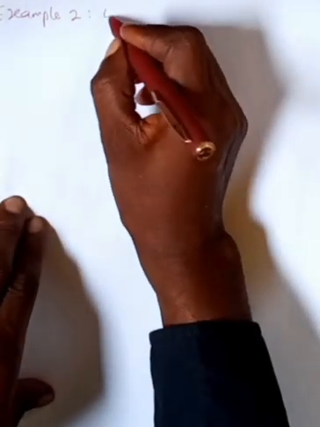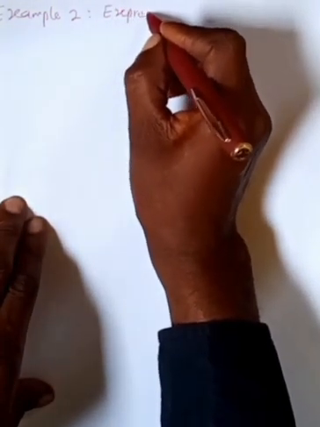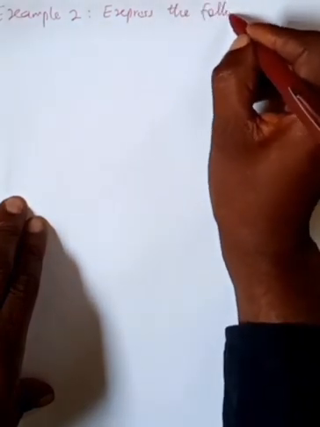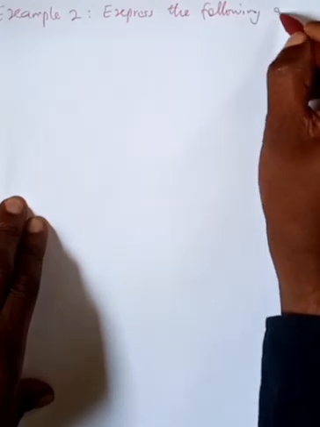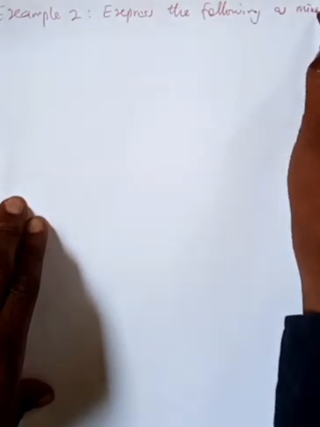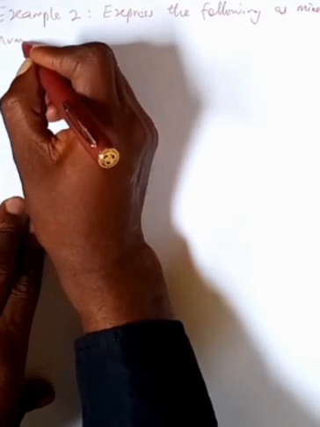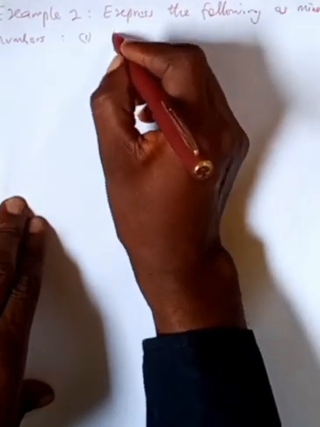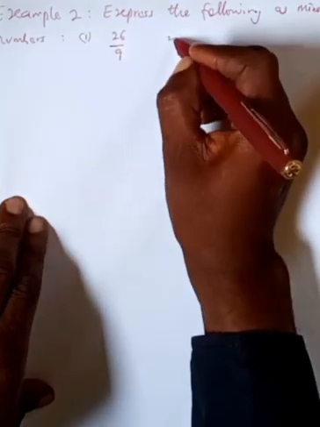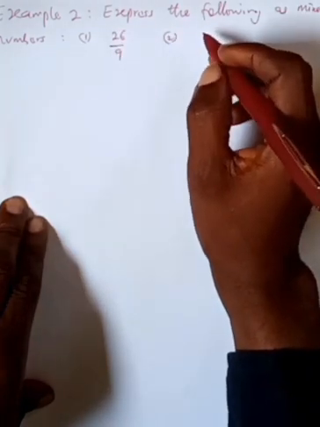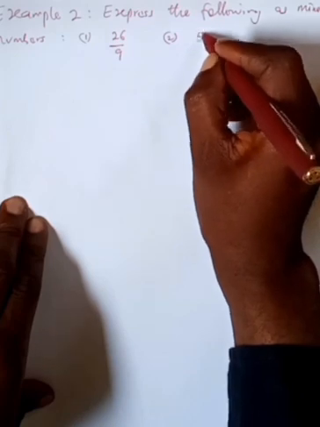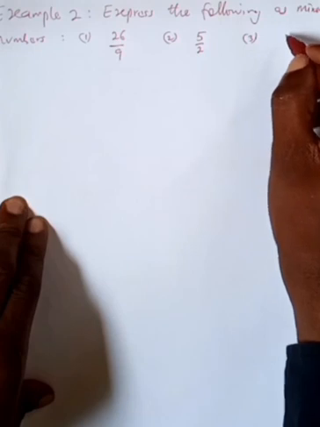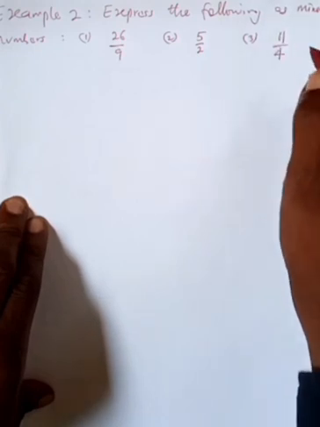So there I am asked to express the following as mixed numbers. The first one there, I have 26 over 9. Second one is 5 over 2. And thirdly there is 11 over 4.